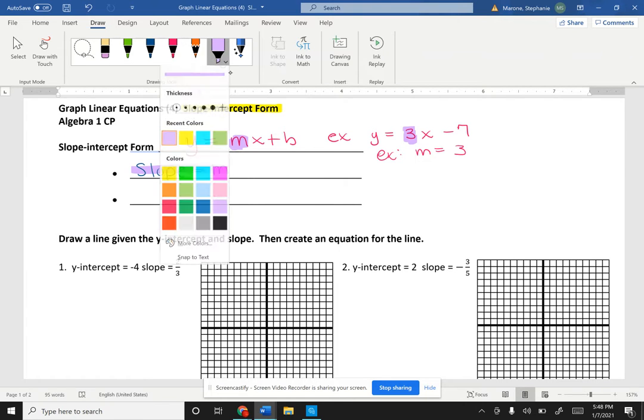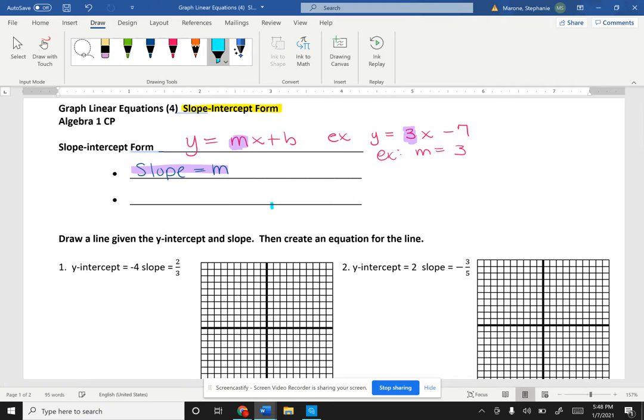Then the y-intercept is b. So b is the y-intercept and m is the slope. So in that example, the b is -7. Again, the m is the slope and the b is the y-intercept.